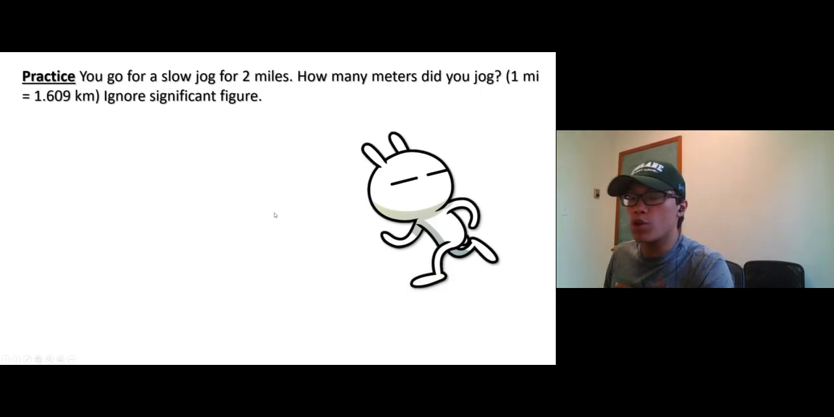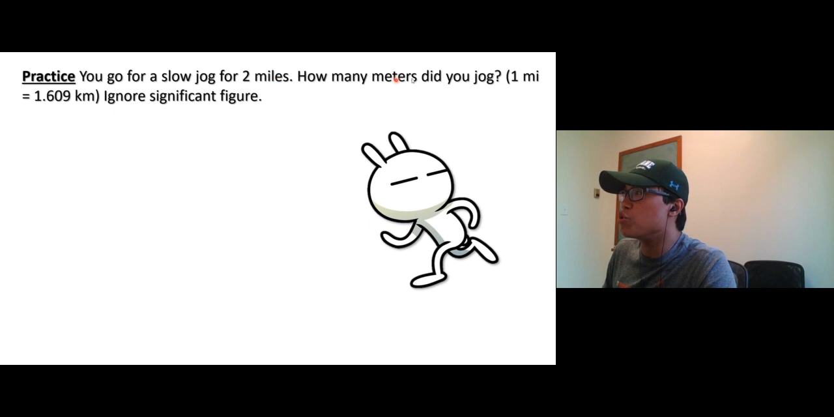One more time. I'll do one more with you. And if you know how to do it, go for it. Stop, pause the video and try to do it on your own. If you can, one more time with me. All right. You go for a slow jog for 2 miles. How many meters did you jog? Now this one, ignore the significant figures. I don't care about significant figures.